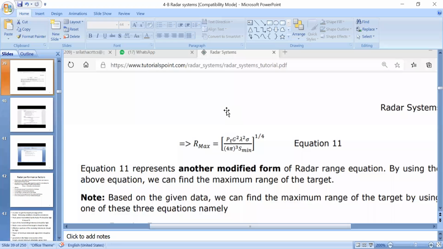Actually, initially we derived the standard form of radar range equation. In that standard form of radar range equation, we are simply substituting the gain formula. That means we are writing the radar range equation in terms of gain.